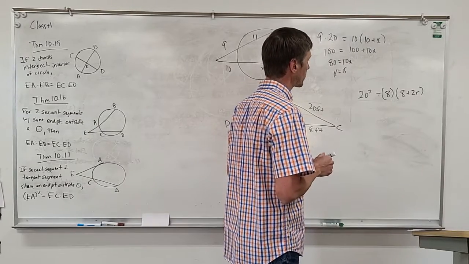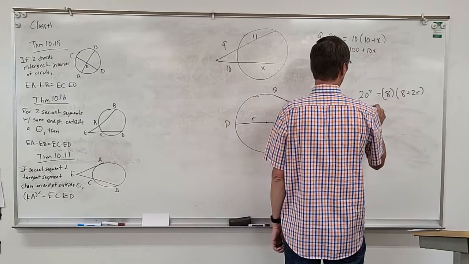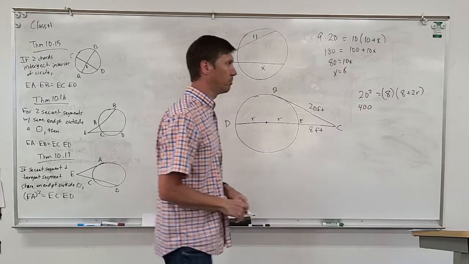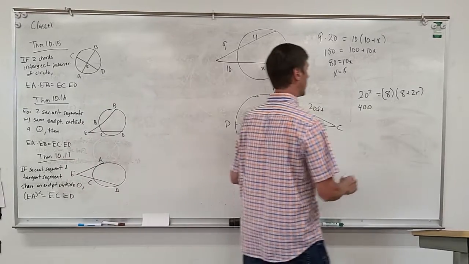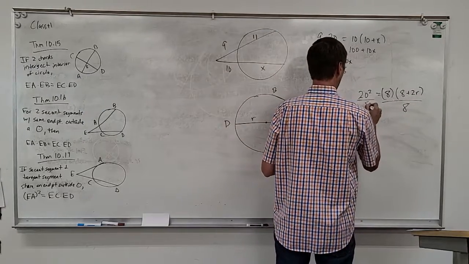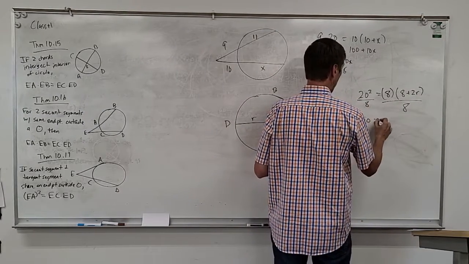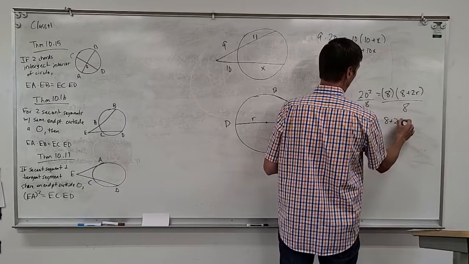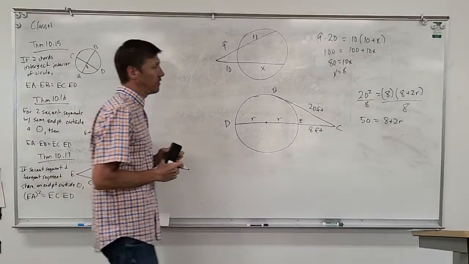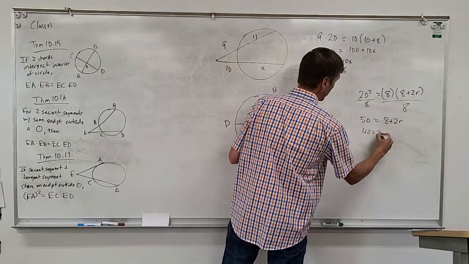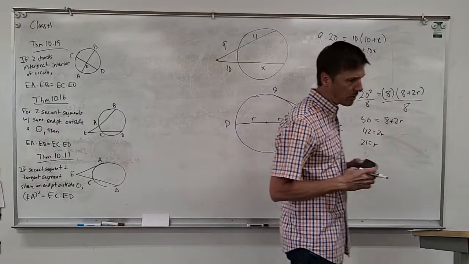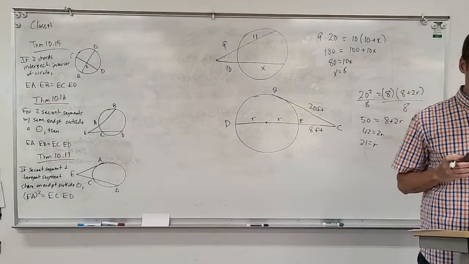So this would be 400. I'm going to go ahead and divide the 400 by the 8. That makes the math a little easier. So if I divide by 8, and I know that top part is 400, then this would be 50, equals 8 plus 2R. And so that's 50 minus 8 is 42, equals 2R, and so 21 equals R. Is that right? 21 feet? Yes.